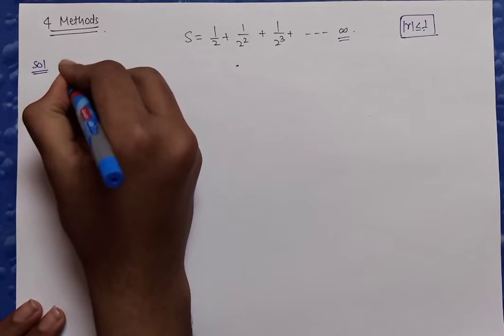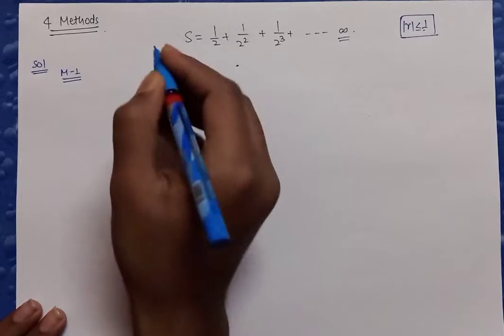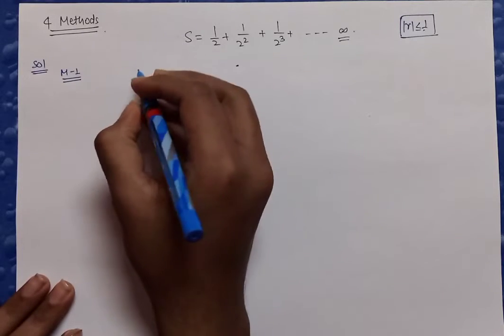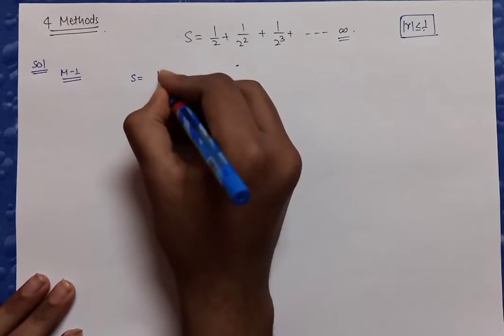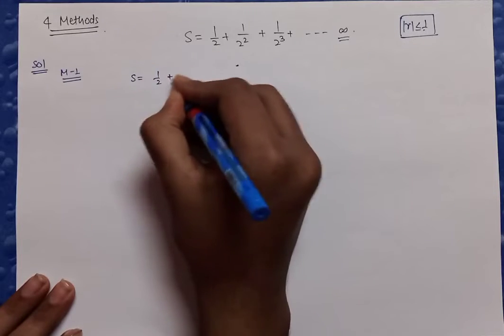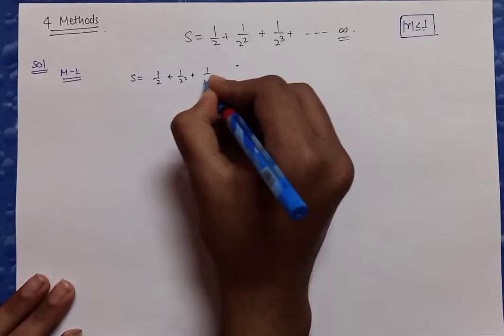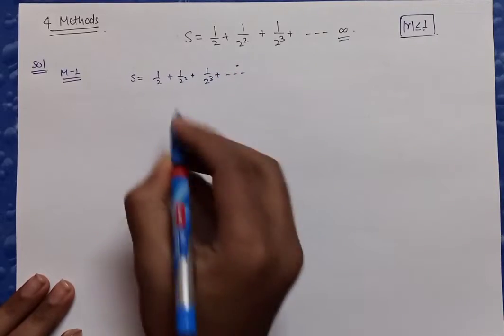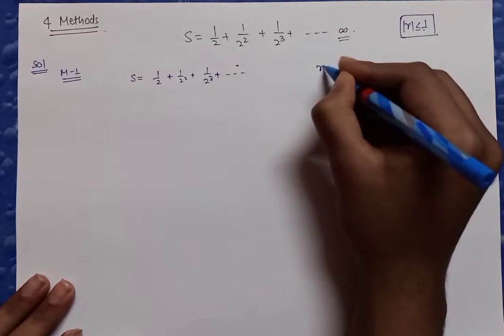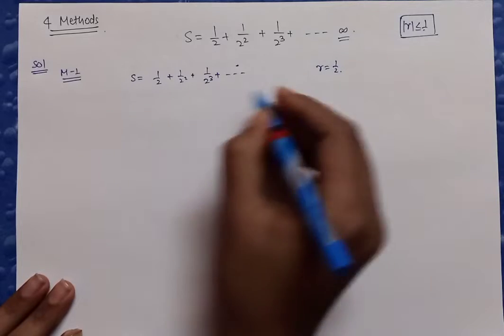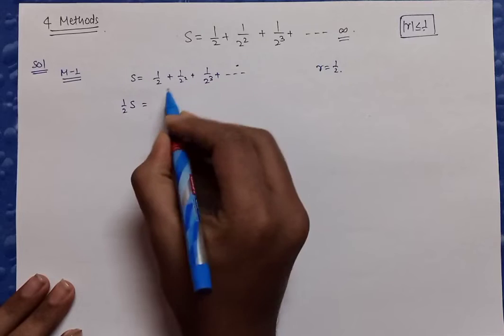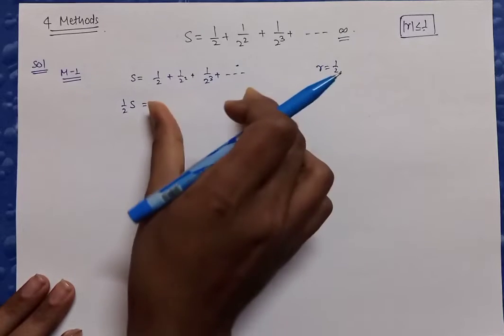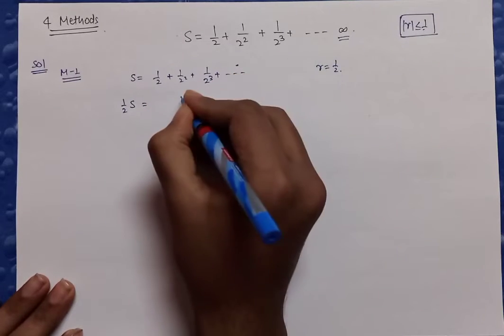So I am going to discuss method number 1, and I think most of the students would know this. Since it is a geometric series, it contains 1/2 plus 1/2 square, 1/2 cube, and likewise. So the common ratio which I am getting is nothing but 1/2. I will multiply the whole equation by 1/2 and write it below, half of s, and the terms I will shift one place to the right side and write like this.